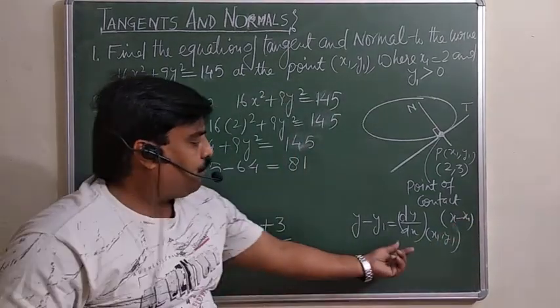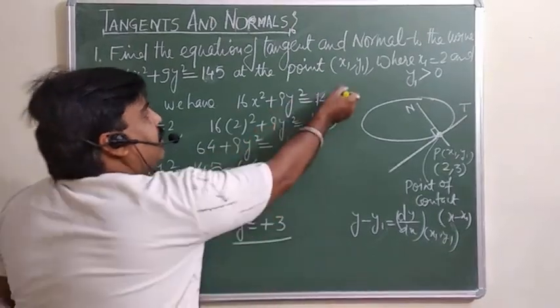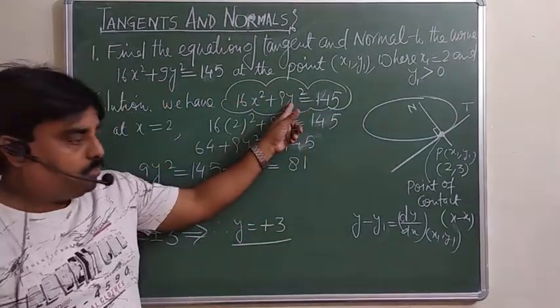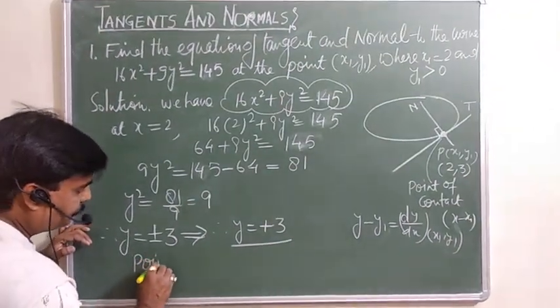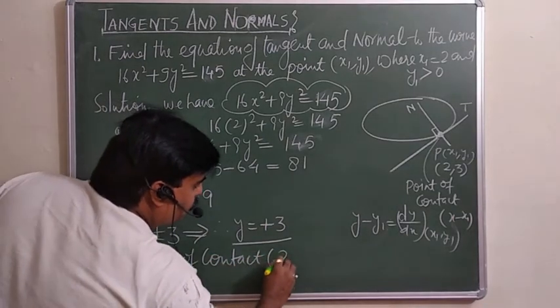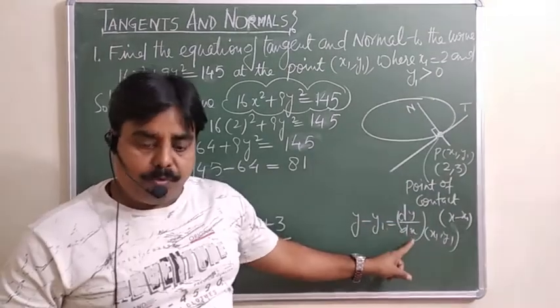So you are supposed to find out, first of all, the slope of this tangent. The slope of the tangent we can get by finding the derivative of this with respect to x. You know the point of contact; here is the point of contact, which will be (2, 3). Now you have to find the slope of this one only.